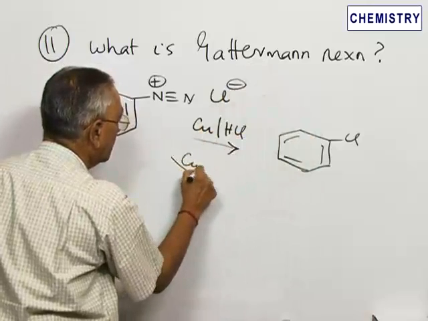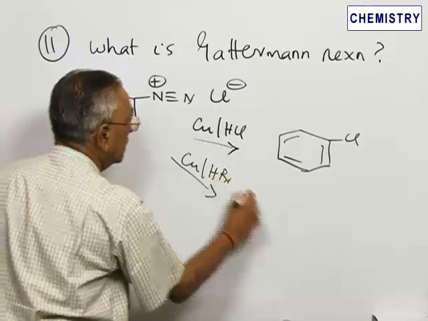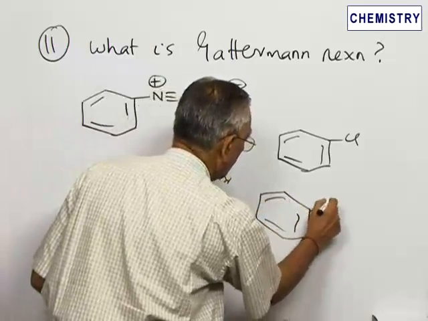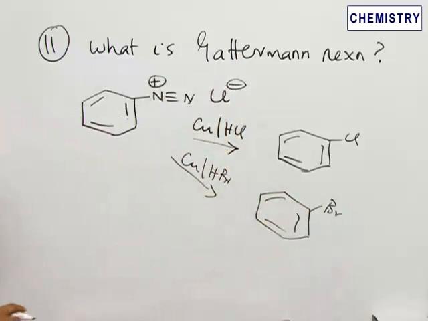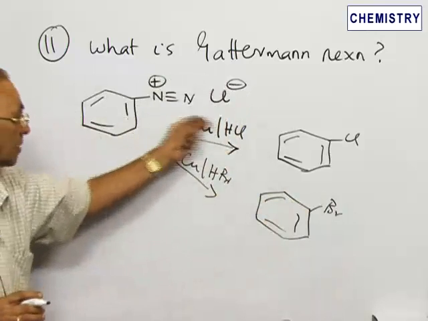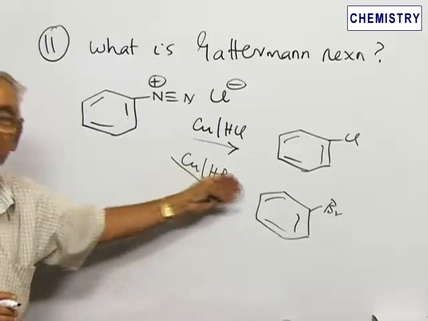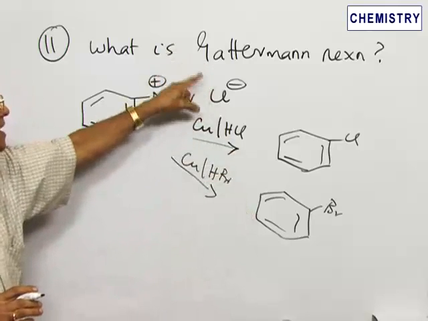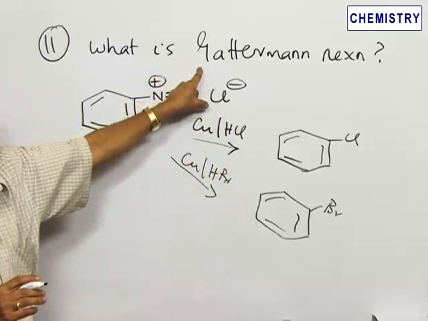Assuming we make use of copper and HBr, then we are going to get bromobenzene. So we get chlorobenzene with copper and HCl, and with copper and HBr we get bromobenzene. When a small change is made in the Sandmeyer reaction conditions, this is referred to as the Gattermann reaction.